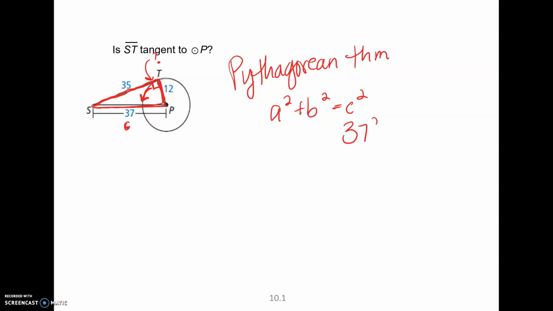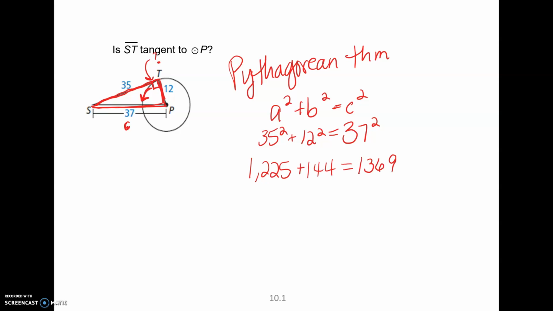So I just said this is 37. Then I'm going to have to fill in the other two, and remember, it doesn't matter where they go. So you have a 35 squared and a 12 squared. The next thing that you're going to do is actually find out what those values are. So I have 35 squared, which is 1,225. Then I have 12 squared, which is 144. And 37 squared, which is 1369.